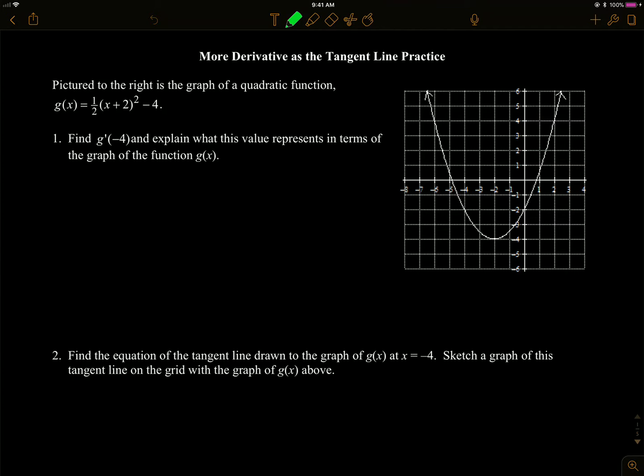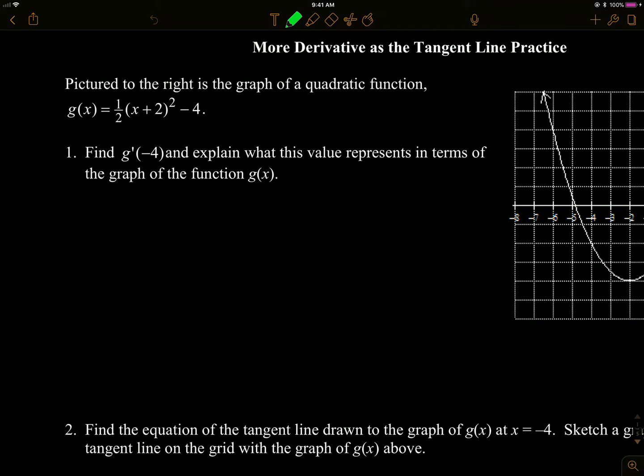All right, let's run through some review problems here on the unit. So they give you an equation g of x. They show you the graph. It is a quadratic. It's a parabola on the graph. Find g prime of -4 and explain what this value represents.